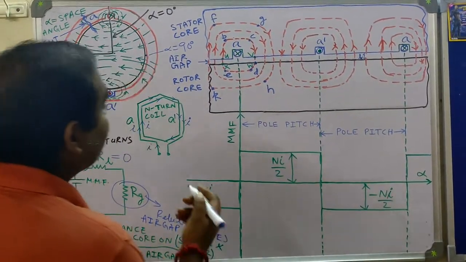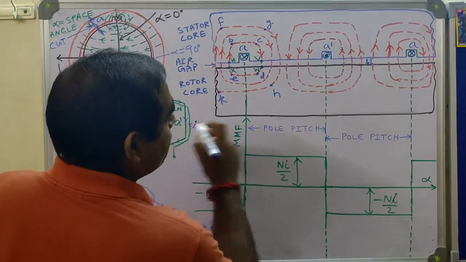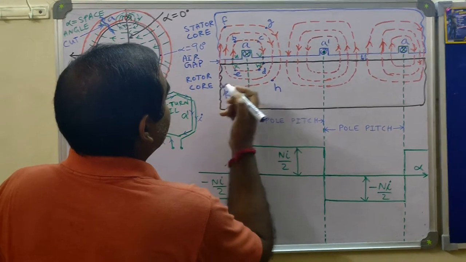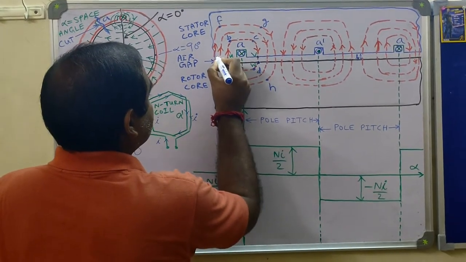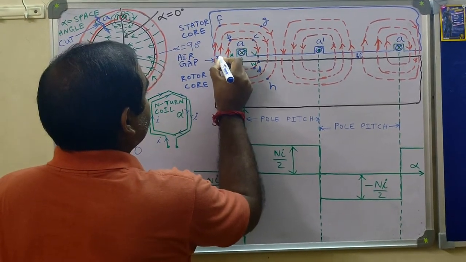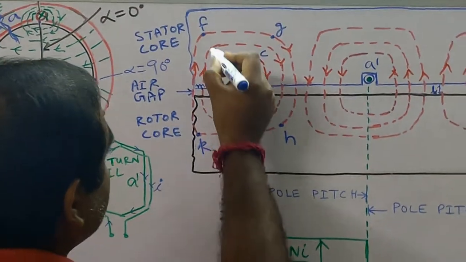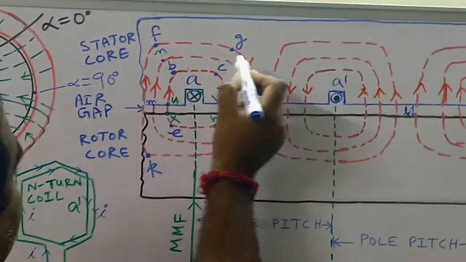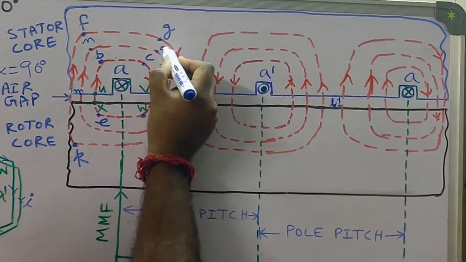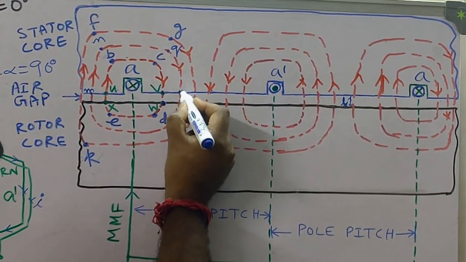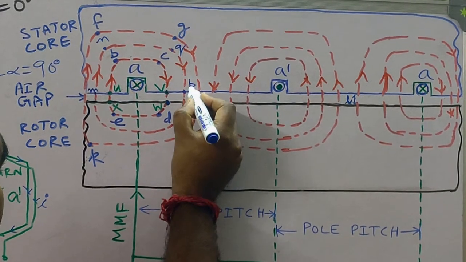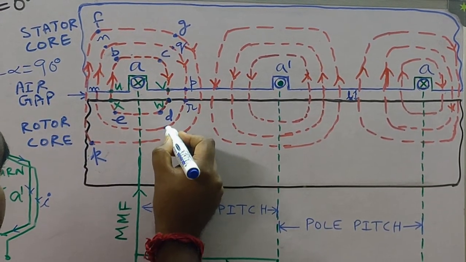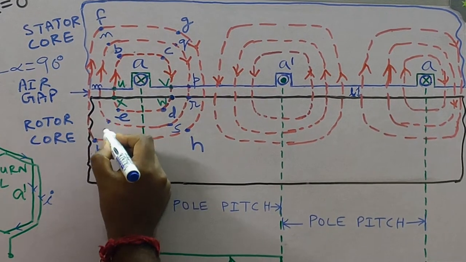If you allow me to name the points so that it's easy, I should not use the symbol L because it is given here already. So let me write something else. Let's say this point is M. This point is small n. This point is say Q. This point is say P. This point is say R. This is your S. This point is T.